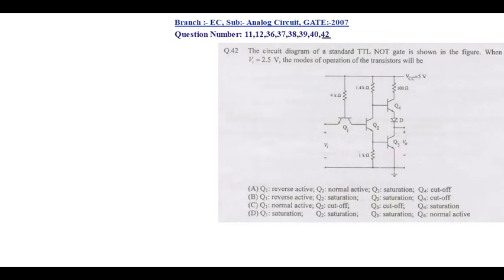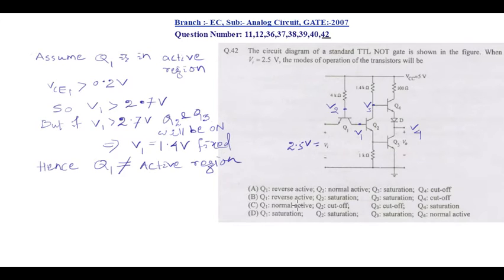Next question is question number 42. This is about TTL NOT gate. We have to find out the region of operation of each transistor here. This question can be categorized in digital electronics or digital circuit as well. Let us assume that Q1 is in active region, that is normal active region.